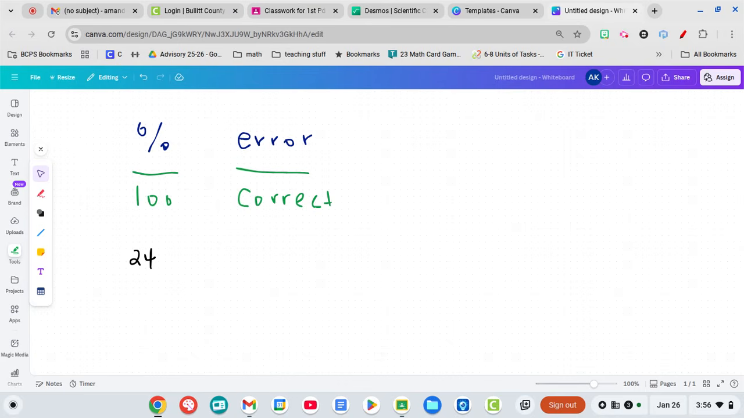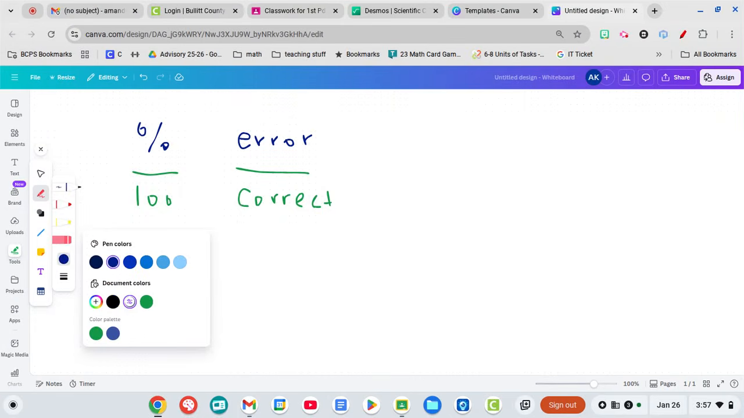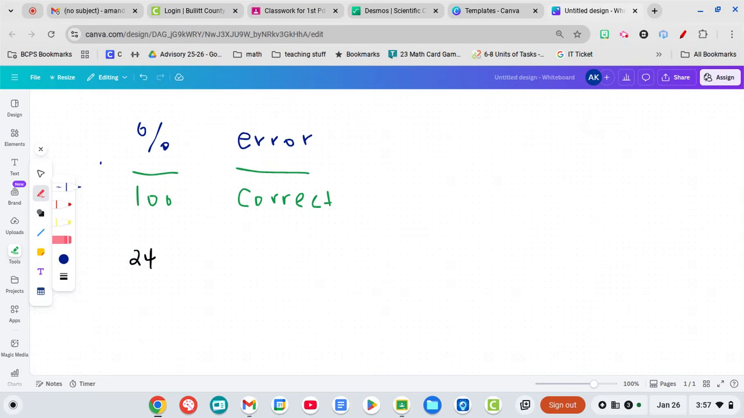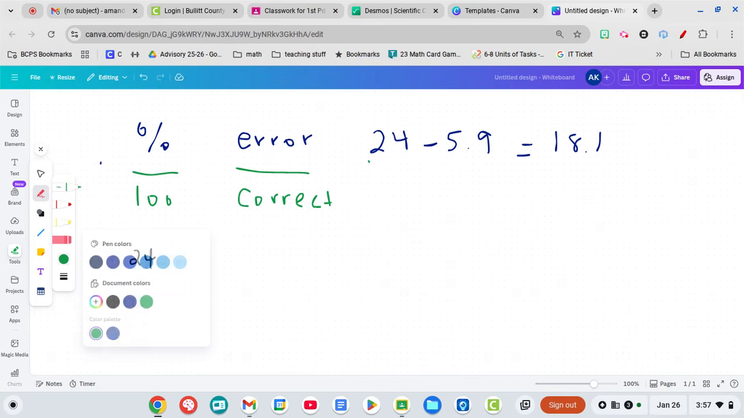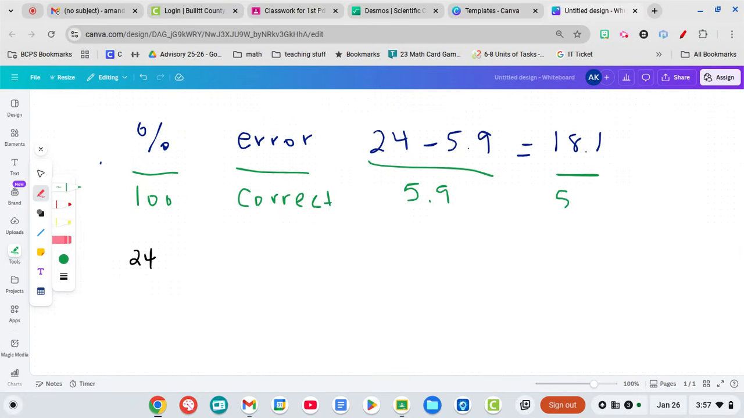Now, our first guess was Miss Ackerman. She guessed 24 inches of snow. She said there's going to be 2 feet. So first, let's find our error, just the amount of error. So we know that the correct amount was 5.9. So we're going to do 24 minus 5.9. And that gets us 18.1. And that's going to be out of the correct amount, which is 5.9.